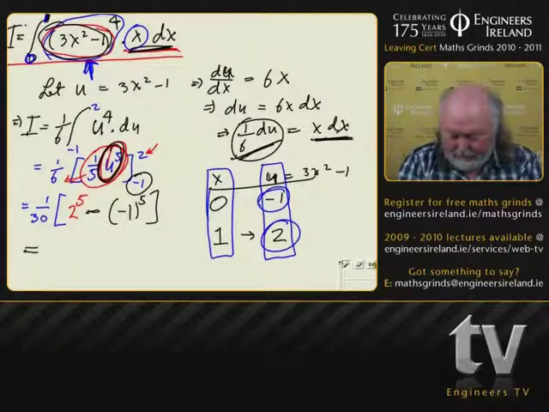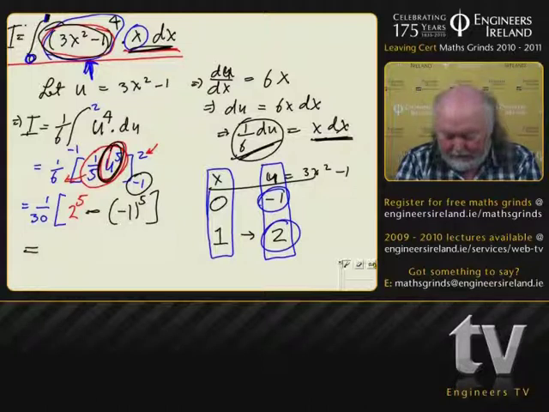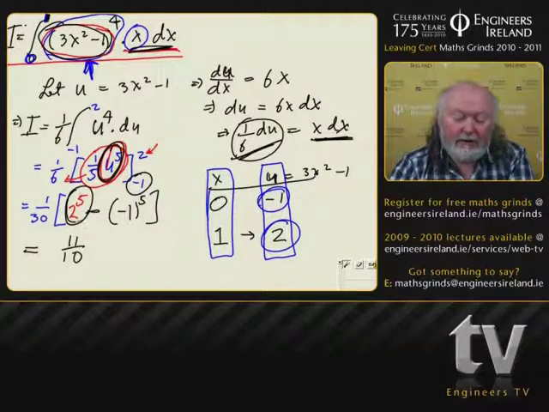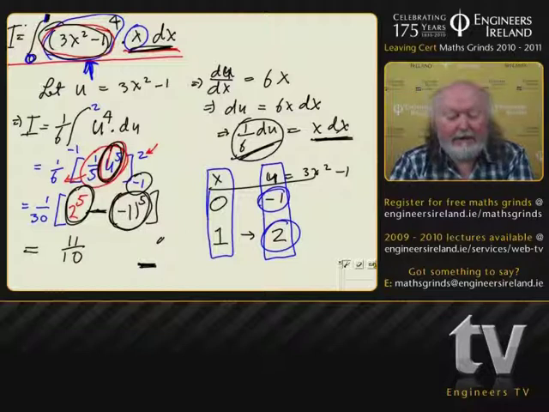The answer from all of that is going to be 11/10. So it's substituting the top limit, the upper limit, and taking away the answer you get when you substitute in the lower limit.